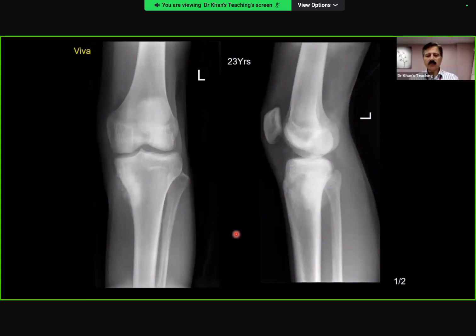And why less likely Ewing sarcoma? Because of the location within the bone. And also because of the prominence of the bone-forming nature of the tumor.